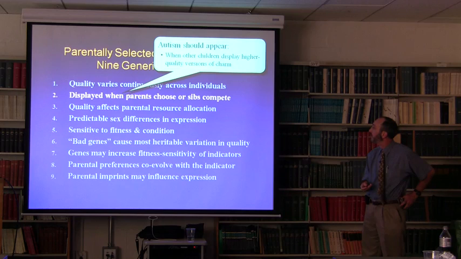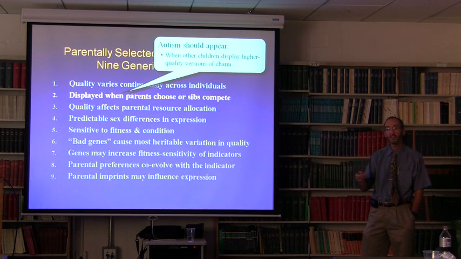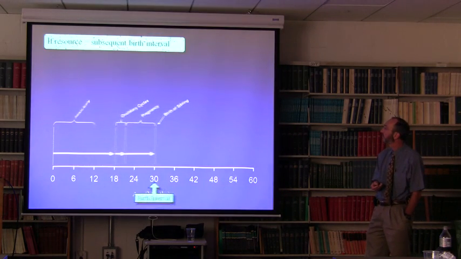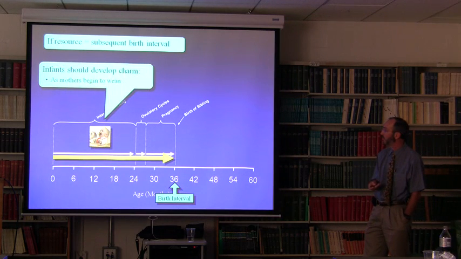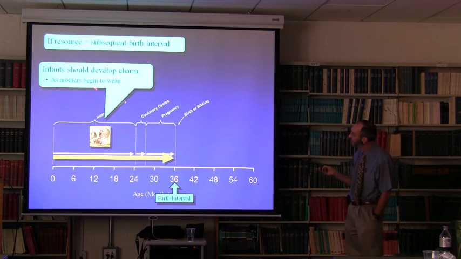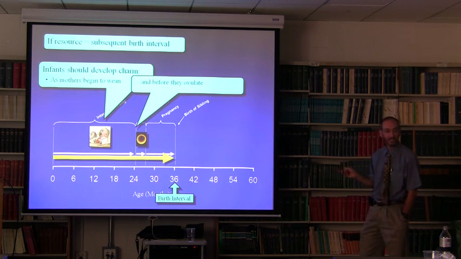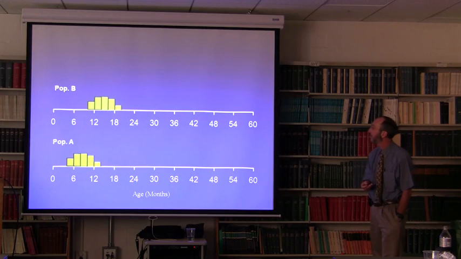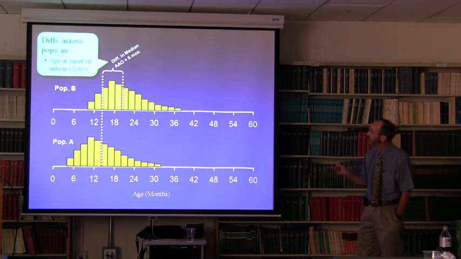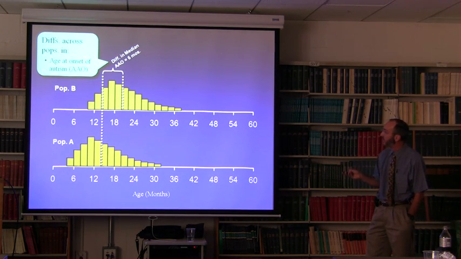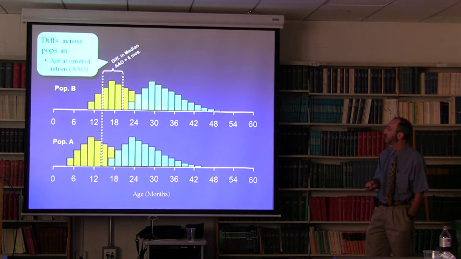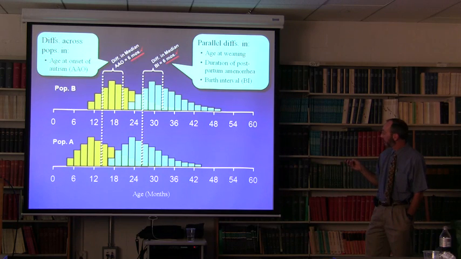So that means autism should appear when other children display their higher quality versions of charm. And if the resource is subsequent birth interval, then infants should develop charm as mothers begin to wean, and before they ovulate, when it's too late. This means that across different populations, we should find that differences in the age of onset of autism parallel differences in the age at weaning, duration of postpartum amenorrhea, and birth interval.